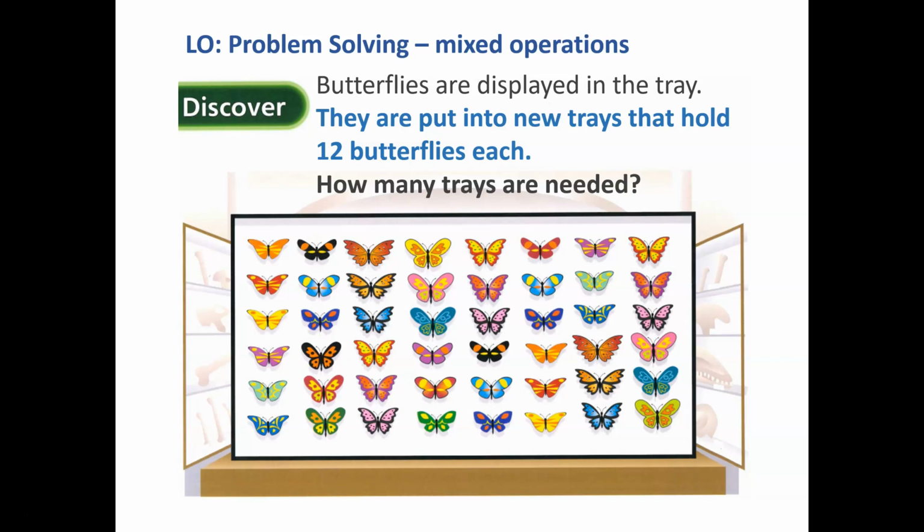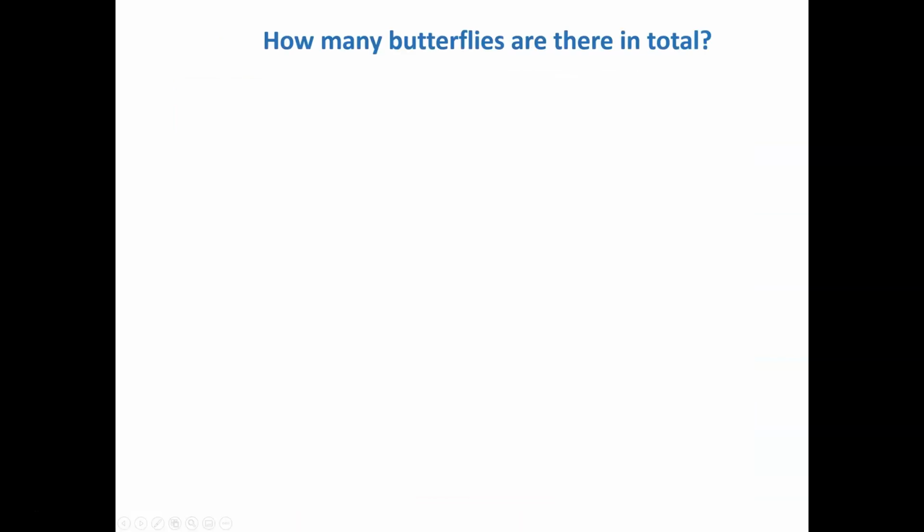We can see butterflies on display. It must be some kind of natural science museum. We are told that these butterflies are to be re-displayed in new trays and that the new trays hold 12 butterflies each. Our challenge is to work out how many trays are needed. First, we need to work out how many butterflies are there in total.